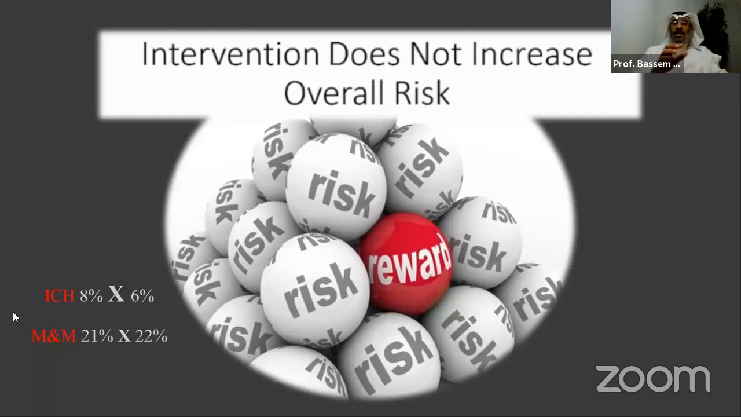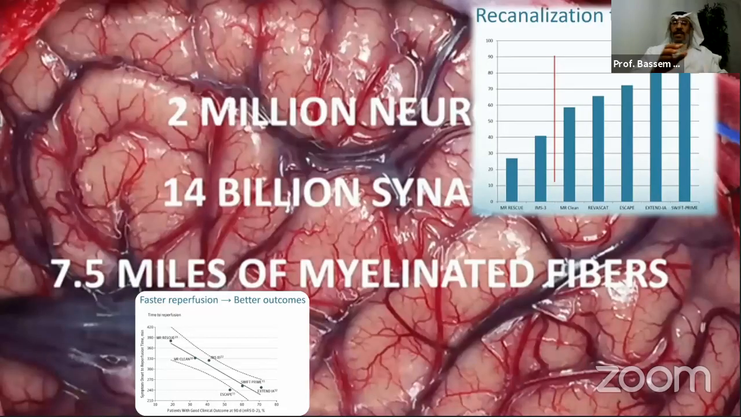Again, as we started, and Dr. Muhammad mentioned, time is brain. So the faster you act, the more you will be able to achieve a TICI 2b/3 revascularization, and the more neurons that you can save with time.